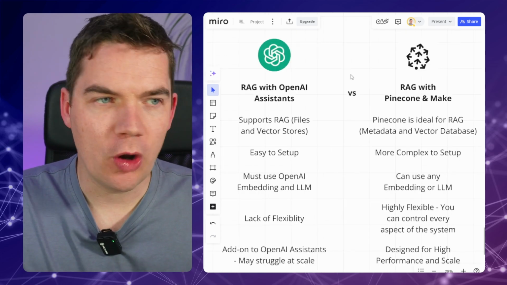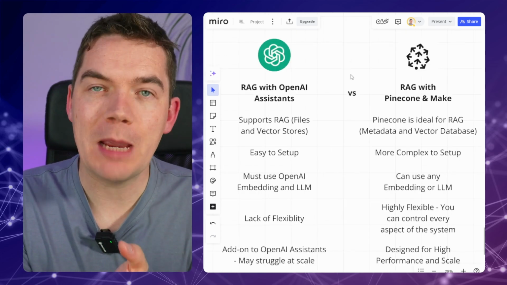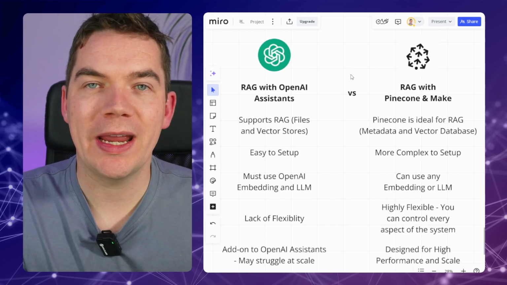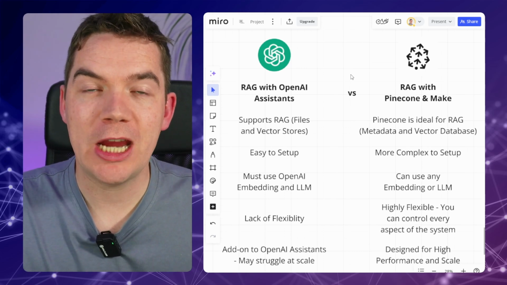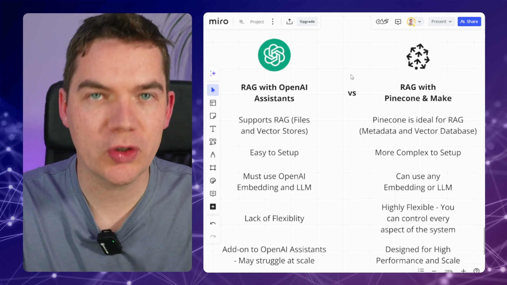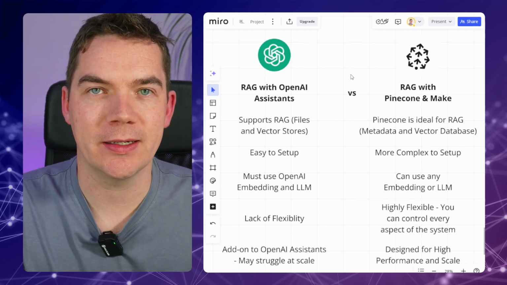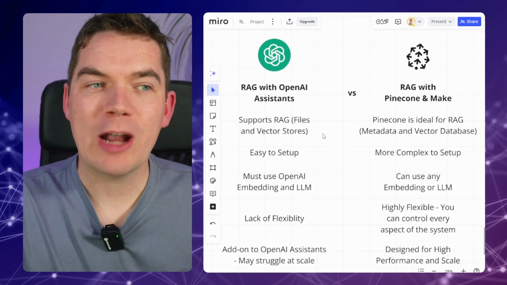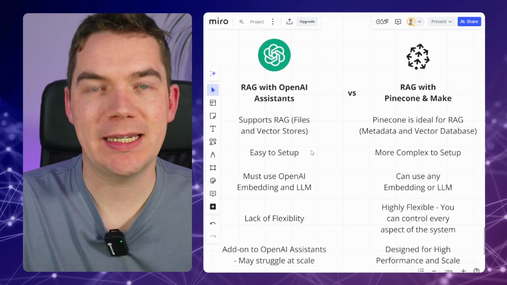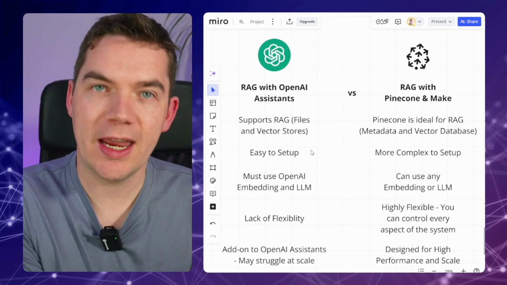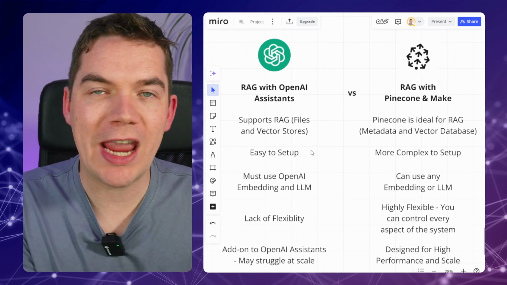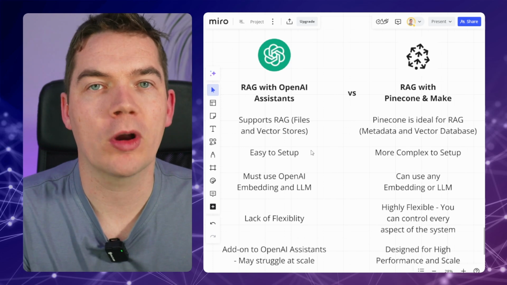And just a quick note on OpenAI assistance versus the type of system we're going to go through today. I created an AI agent video where I used OpenAI assistance, and I built a Make automation to continually update the vector store and the files within that OpenAI assistant. So check out the card above if you're interested in that. It is worth discussing the differences though. RAG with OpenAI assistance is very easy to set up. So definitely if you're on the beginner scale, I would definitely start here. Using Pinecone and Make to create a RAG system is definitely on the more complicated side.